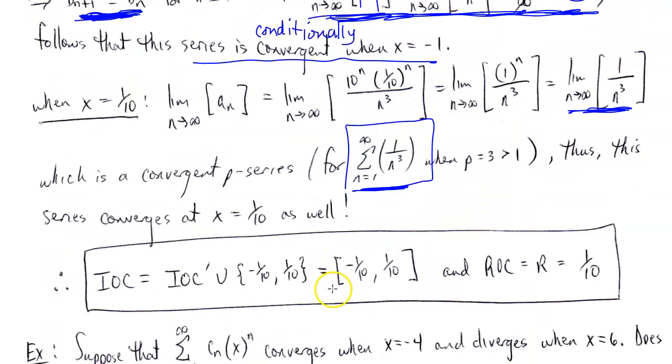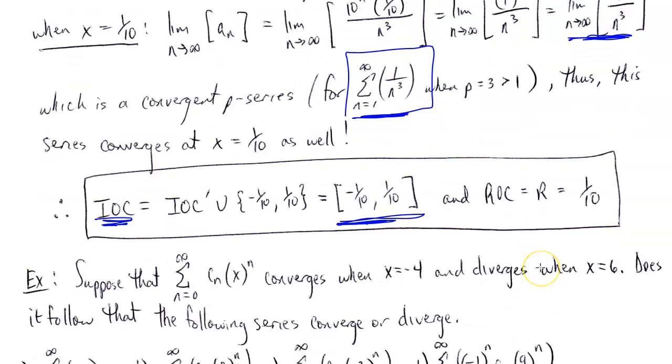So that means that our true interval of convergence here is actually going to be all values of x in between negative 1/10 and positive 1/10, including the end values, okay?